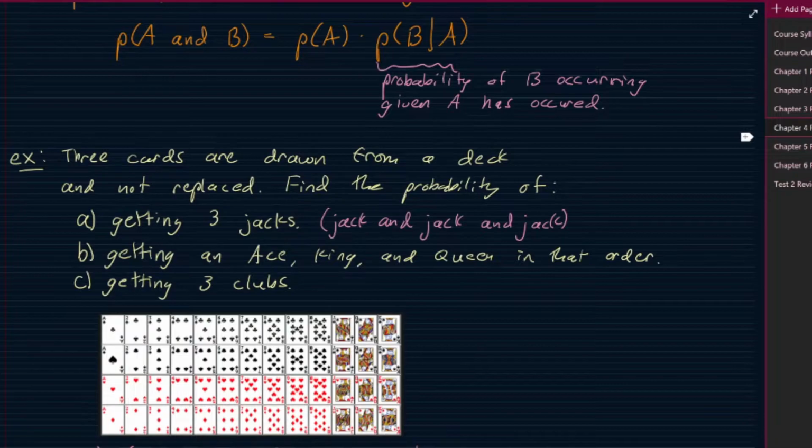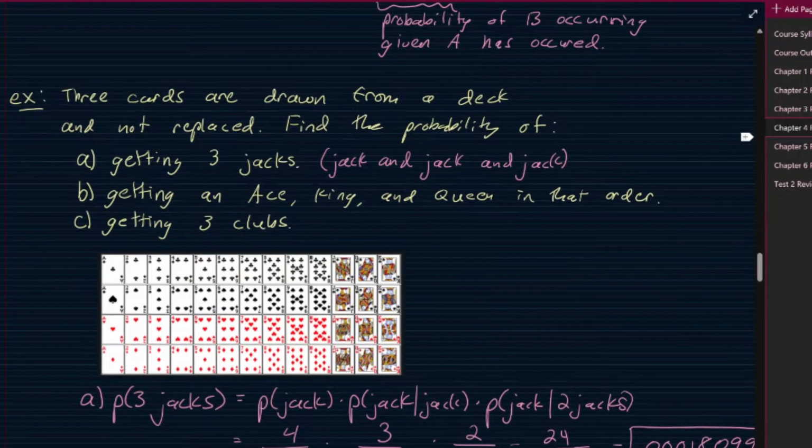there's now only 3 jacks left for the numerator of our next calculation. So it's 4 over 52 times 3 over 51. There were 3 jacks to choose from and now 51 cards to choose from rather than 52. And on our third attempt of getting another jack, we're assuming that the first 2 cards were also jacks. So on our third pull, there's only 2 jacks to choose from and 50 cards to choose from, giving us that it would be this calculation.